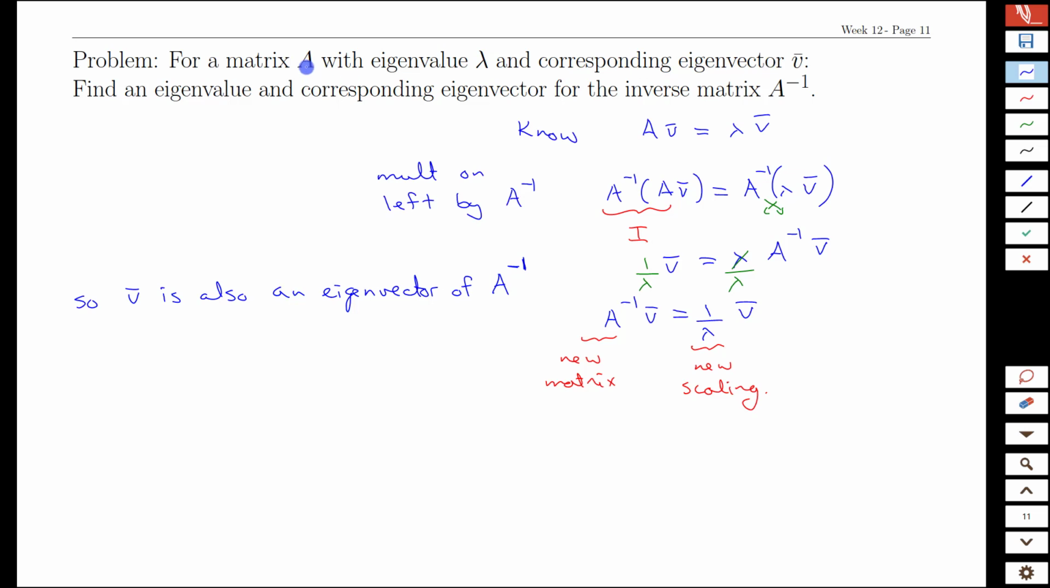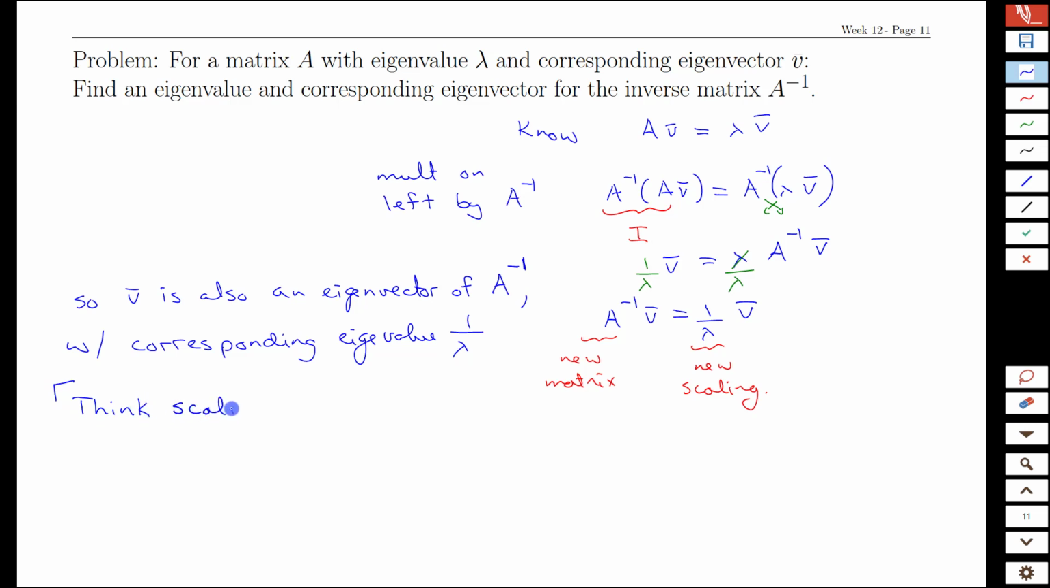So if A has an eigenvector v, the inverse has the same eigenvector, but of course we're changing the eigenvalue again, just like we did last time, with corresponding eigenvalue 1 over lambda. And again, there's a really nice interpretation to this from the geometry.